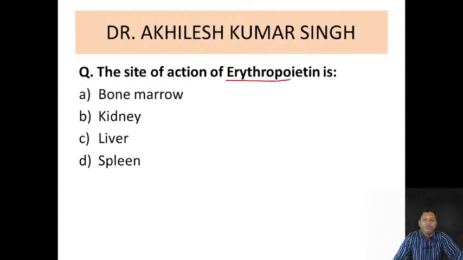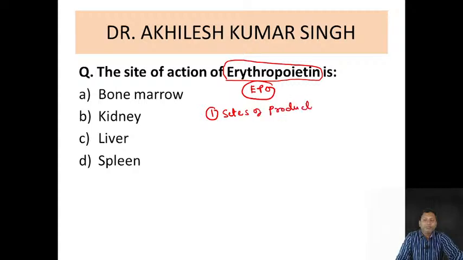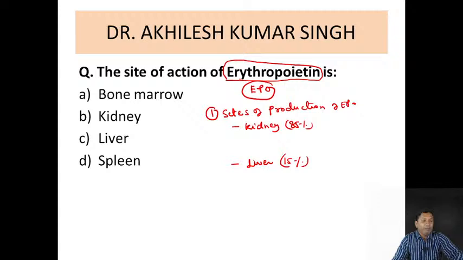Now come to another question. The site of action of erythropoietin. Remember about erythropoietin, in short form also called EPO. In erythropoietin you have to remember three things. Number one is the sites of production of erythropoietin, or the main source. The main source is the kidney, right? 85% of erythropoietin is produced by the kidney, and only 15% is produced by the liver. So out of these two, the kidney is the main source.